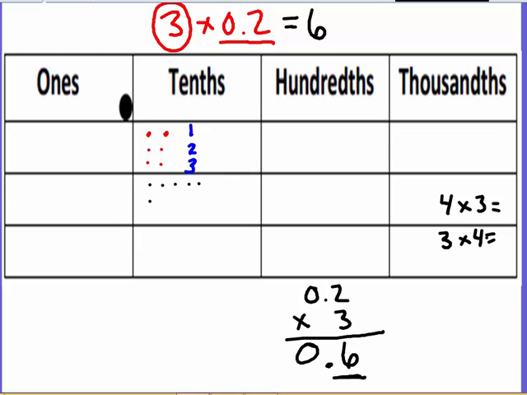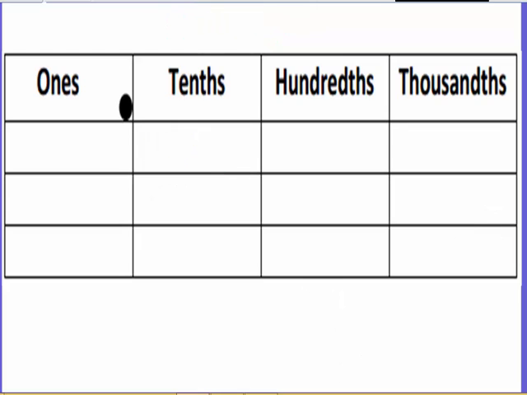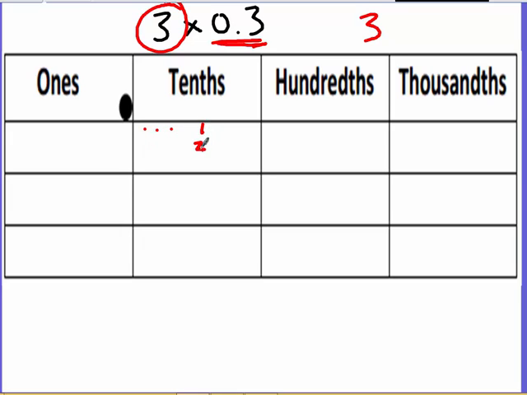Alright, let's look at another one. So here I have 3 times 3/10. Well, here's my tenths, so I'm going to put 3 dots, 1, 2, 3. And how many groups do I have? Well, this 3 is telling me I need 3 groups, so I need 1 group, 2 groups of 3, then 3 groups of 3. Then I count them all up and I see I have 1, 2, 3, 4, 5, 6, 7, 8, 9 dots.